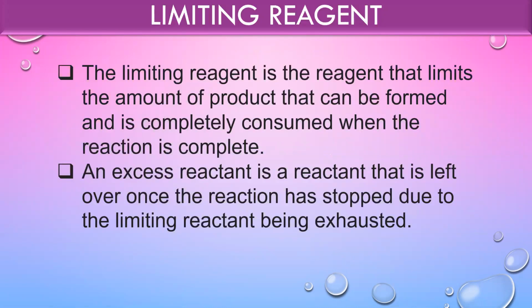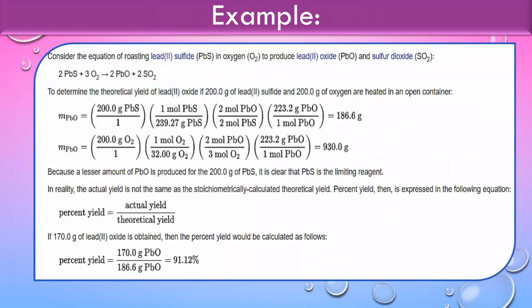Next comes what is limiting reagent. Limiting reagent is the reagent that limits the amount of product that can be formed and is completely consumed when the reaction is complete. An excess reactant is a reactant that is left over once the reaction has stopped due to the limiting reactant being exhausted. Let's look into the example.